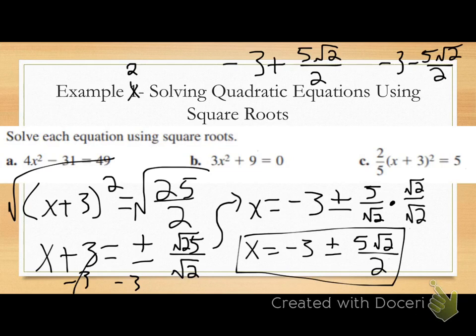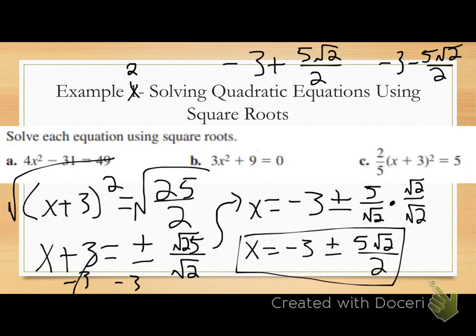So, this is how we solve quadratic equations using square roots. We try to get the x by itself. When we get the x squared term by itself, we can take the square root of both sides. Or if we get to an x plus 3 squared, or something like that, I can take the square root and then finish it out, like I did.